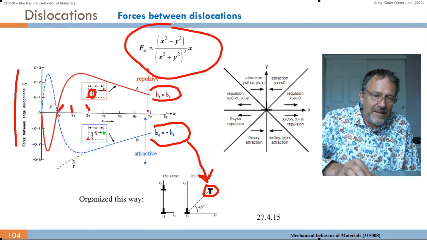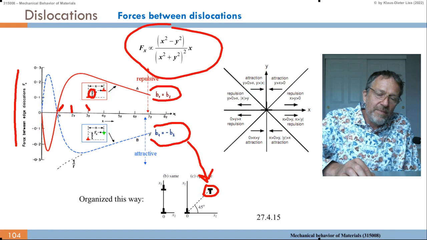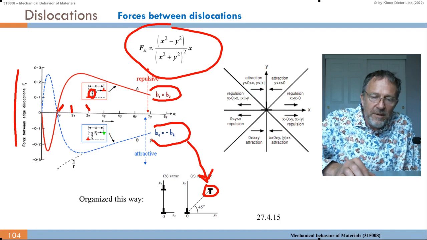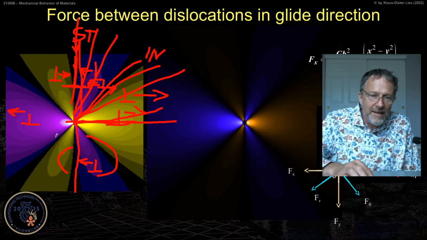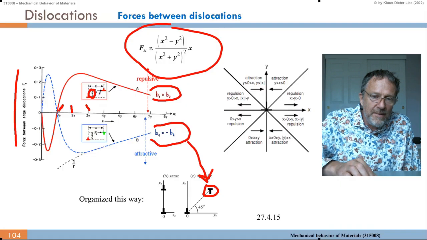Sorry, if we now take B1 equals minus B2, so if the dislocations have opposite sign, then you can work it out and get the blue line, which is just inverted. And we see there's repulsion if they are in this quadrant, and there's attraction along that line. This line will be a local minimum.